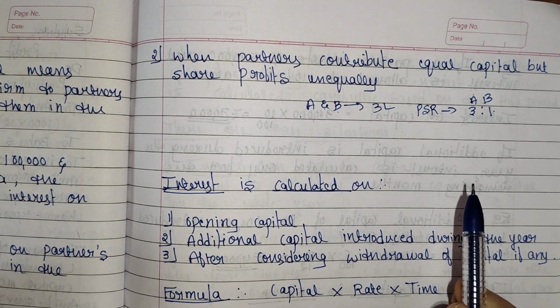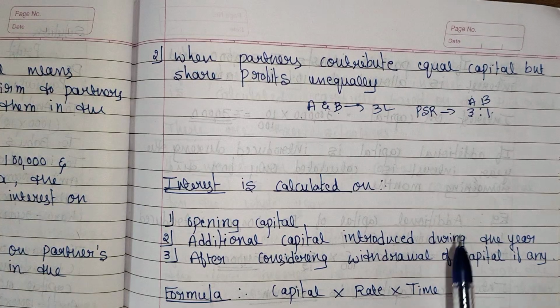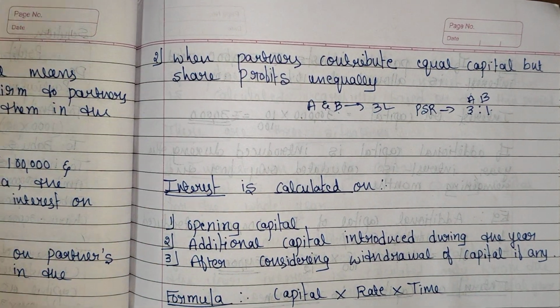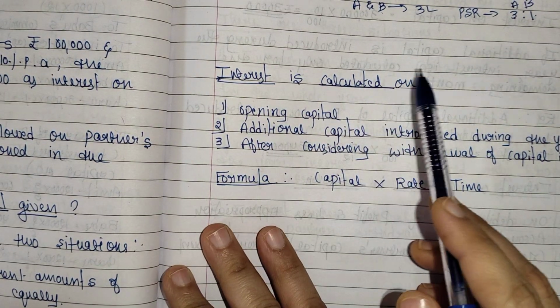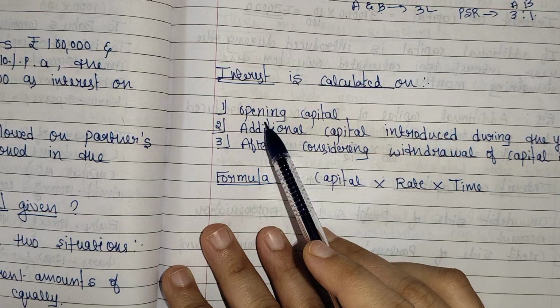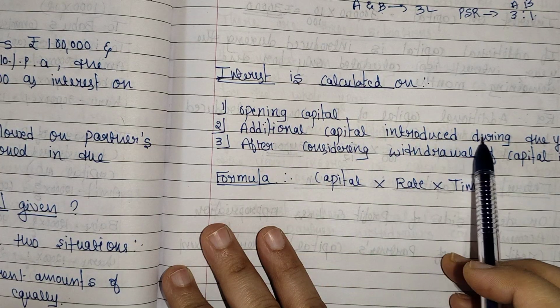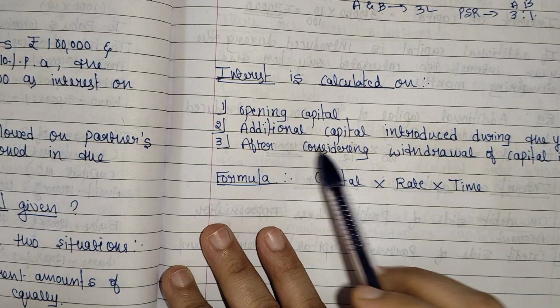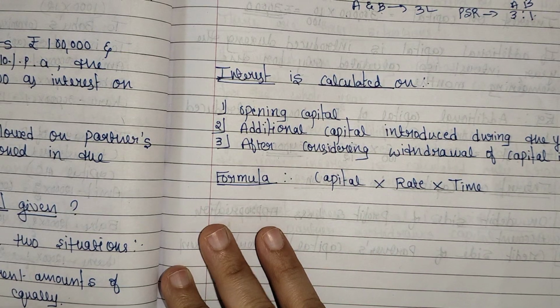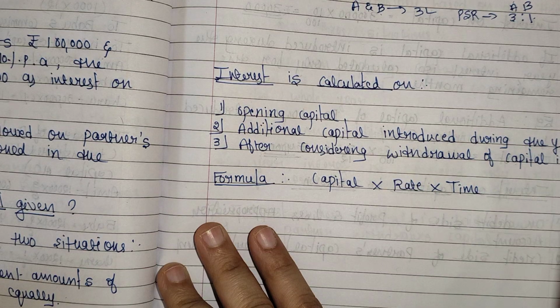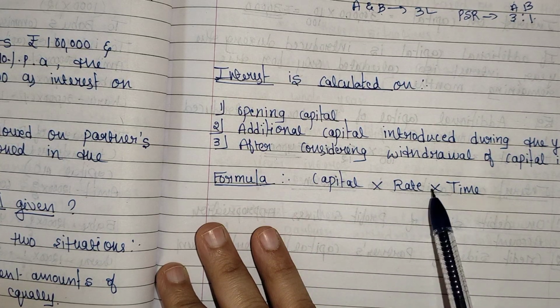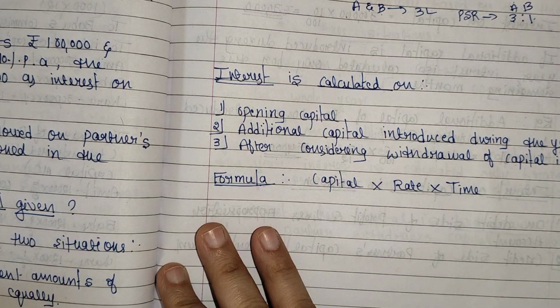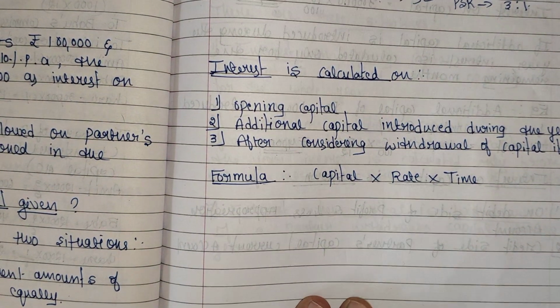Clear? So I hope this situation is also clear to you all. Now, on which amount do we need to calculate the interest? Interest is calculated on opening capital, additional capital introduced during the year, and after considering withdrawal of capital. Means on the opening capital, any additional capital, any withdrawal of capital, on these amounts we need to calculate the interest. And what is the formula? Capital into rate into time. This is the formula.